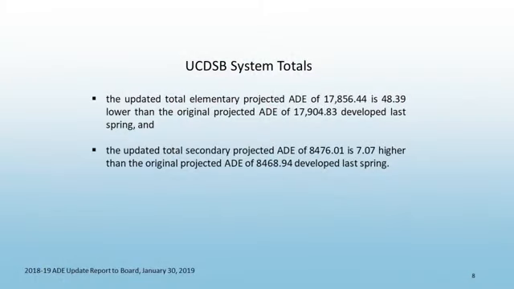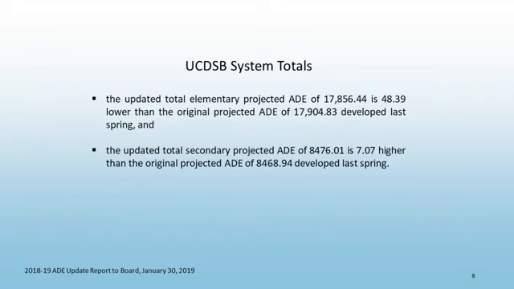So you'll also notice on page 4 and 6 of the report that you can find the elementary and secondary system totals. And this is an important view because it gives us a sense as to where our overall updated enrollments projected are in relation to what was planned last spring.